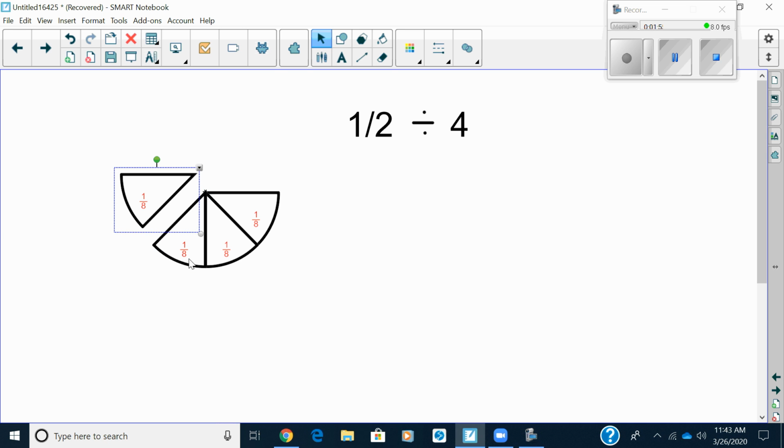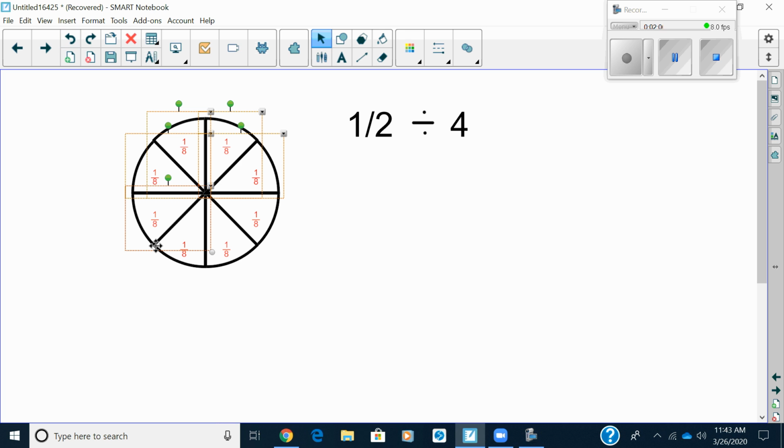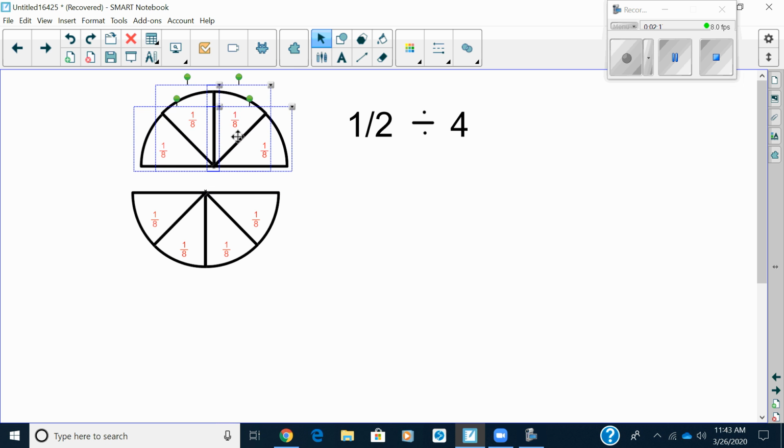1, 2, 3, 4. 4 slices, and the answer is 1/8. Well, it shows that it's 1/8. Here's the whole pie. So if you notice, I have 8 slices total, but I'm only looking at half of it, dividing them into 4 slices.